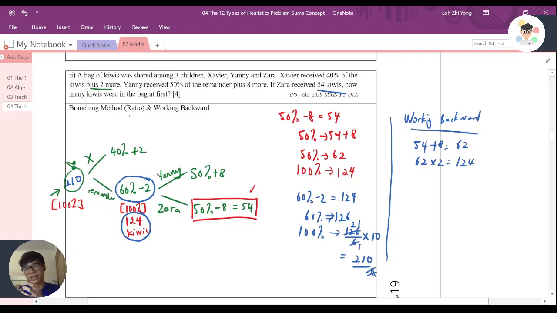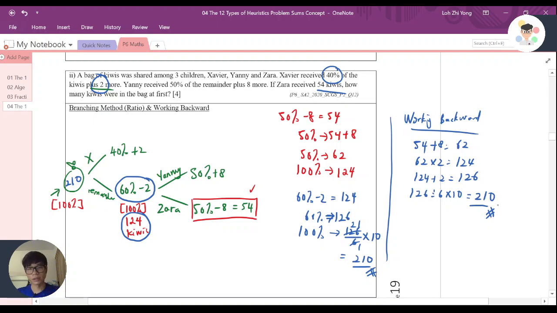Now, that 100% actually still belongs to the remainder. And since Xavier received 40% plus 2 more, it means that I'm at 60% minus 2. So I need to get back the 2. Again, the same thing, I will plus that 2 to get 126. And since I am that 60% now, to find out that 100%, I will use 126 divided by 6 times 10. And the same thing, I will get 210.